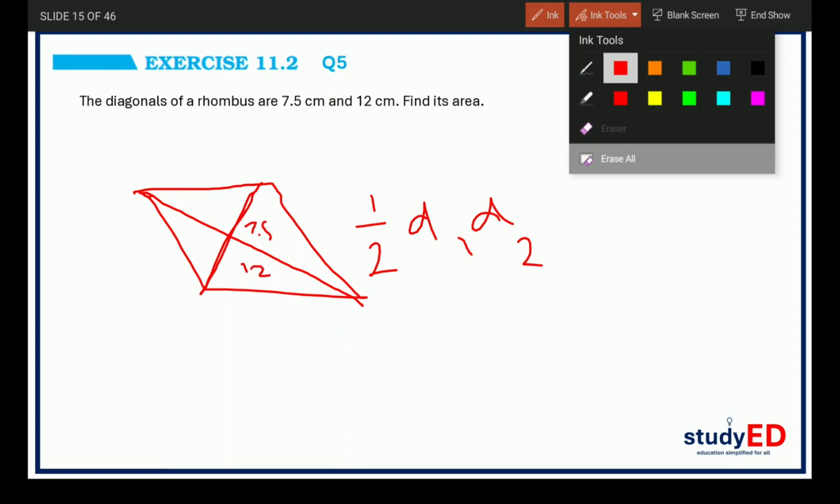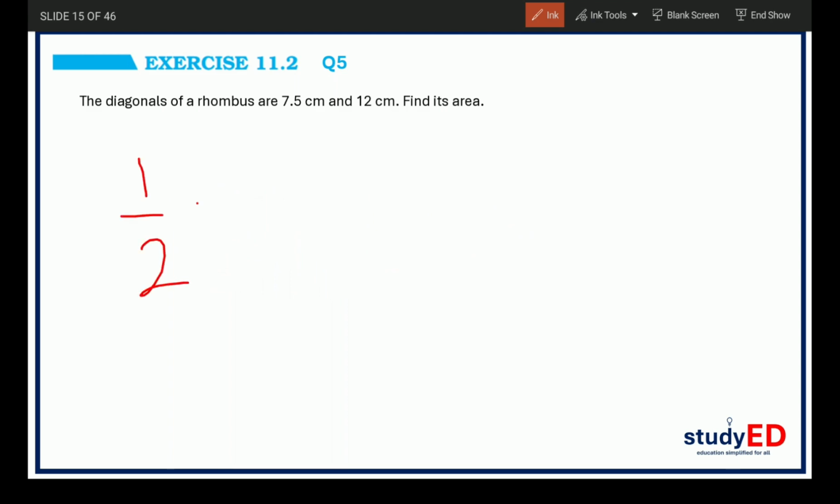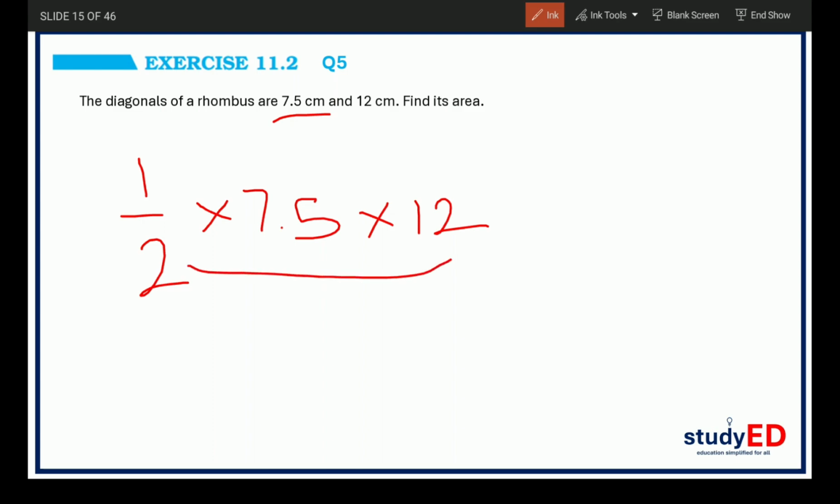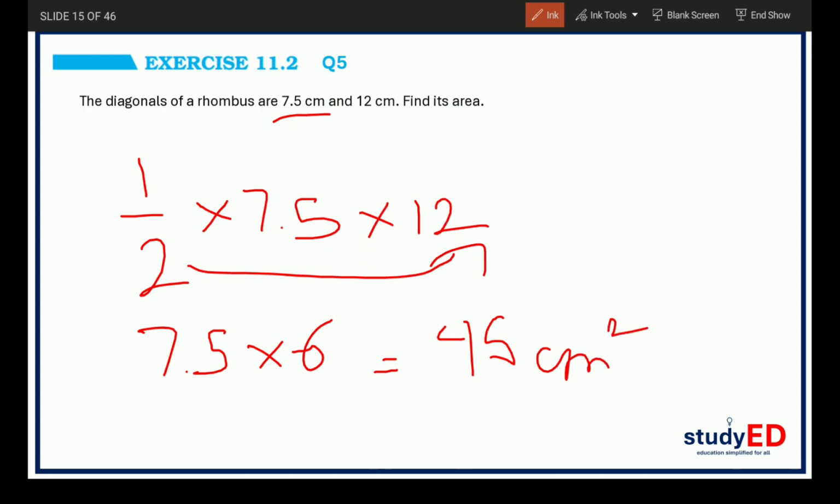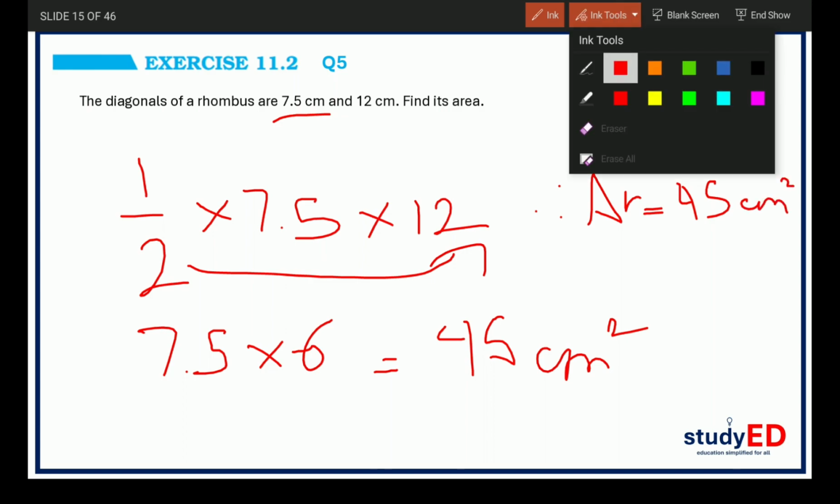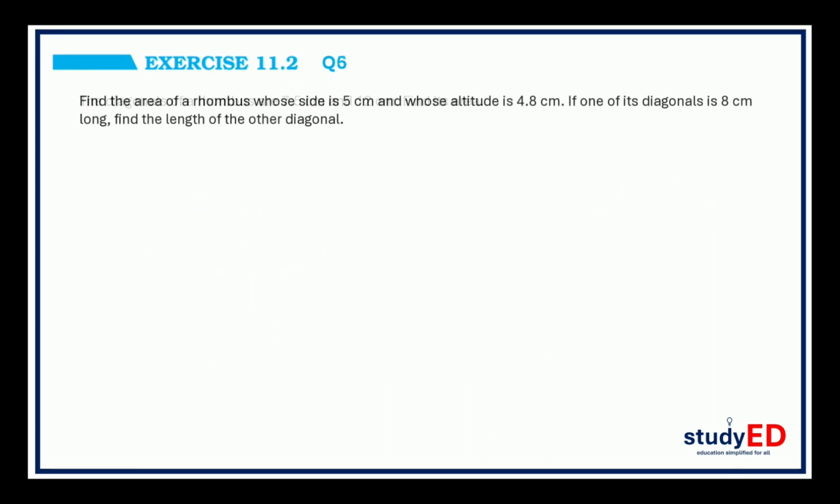So now let's substitute them and find it out. 1 by 2 into d1 is 7.5 and d2 is 12. So now we've got that as well. And now if we just half 12, we get 7.5 into 6, which is 45 centimeters square. Therefore, the area of this rhombus is going to be 45 centimeters square. Hope you guys got this question as well. Let's move on to the next one.